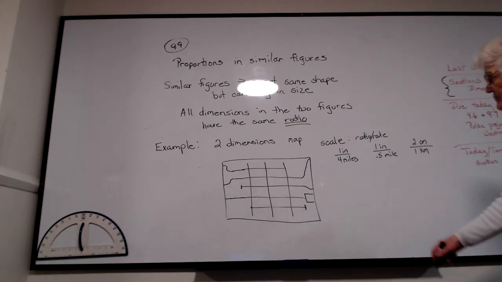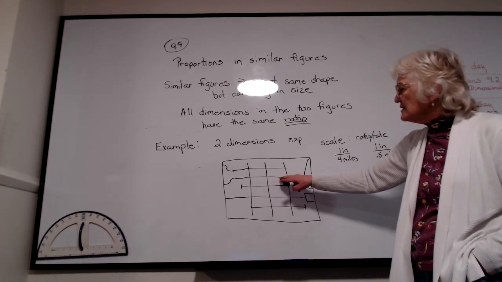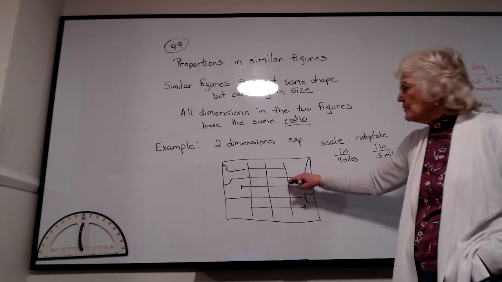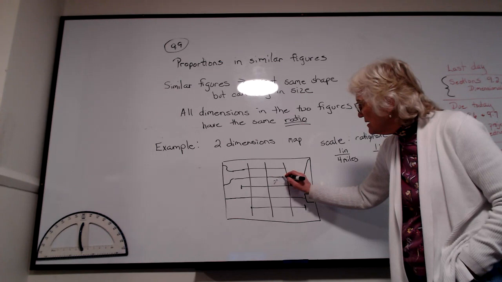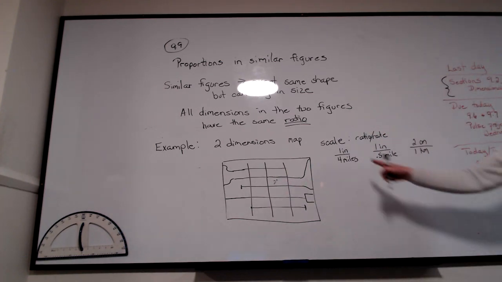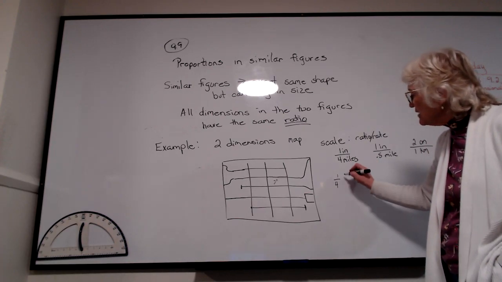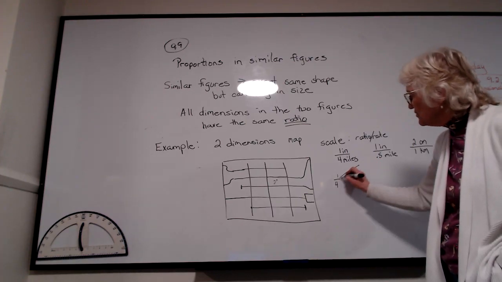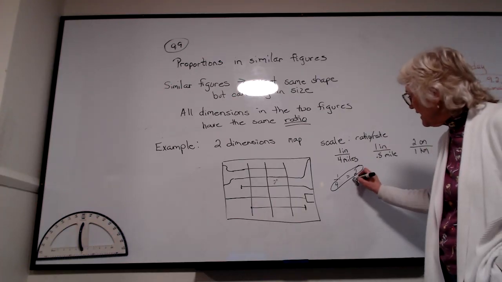And so you can look at it and say, okay, I'm going to measure this, and it measures out to be 2 inches. Well, if this measures 2 inches right there on the map, how many miles is that actually? It's 8, right? Because if I have 1 inch to 4 miles, then 2 inches would be the same as 8. You can also do this, 8 divided by 1 is 8, so that would be 8 miles.